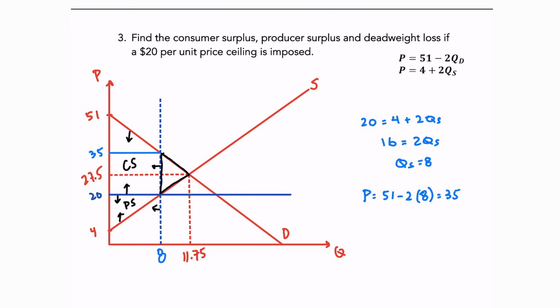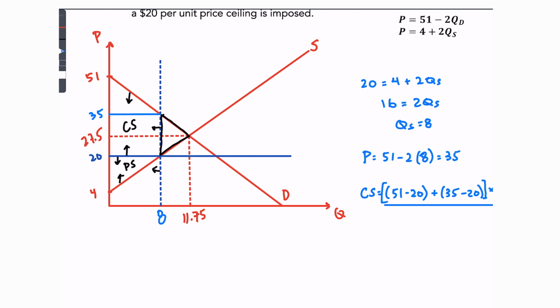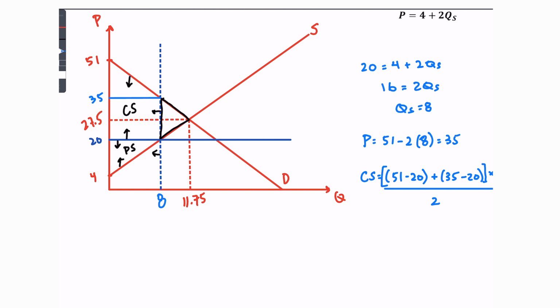Okay, so we have everything we need to find the trapezoid. For consumer surplus, the trapezoid would be the big base, the difference between 51 and 20, and the small base, the difference between 35 and 20, all multiplied by the height, which is 8, and all of that divided by 2. So you would get a new consumer surplus of 184.